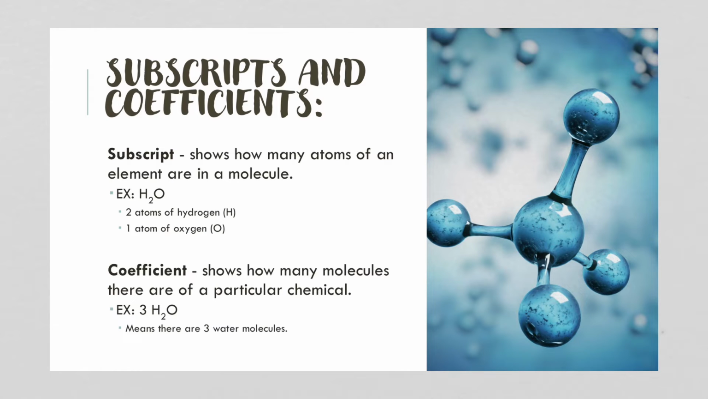Remember, subscripts show how many atoms of an element there are in a molecule. So with H2O, you have 2 atoms of hydrogen for the 2 and 1 atom of oxygen. There's no number there, so we know that's 1. The coefficient tells you how many of the molecules there are. So in this example, 3H2O means that we have 3 individual water molecules.